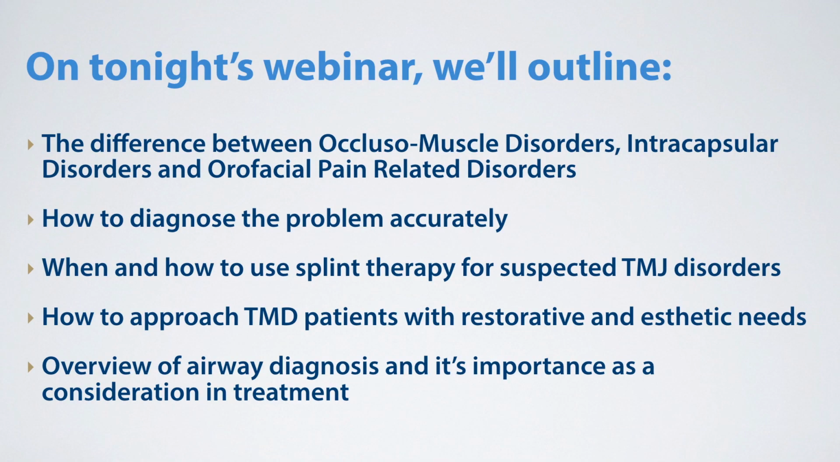Also tonight, I just wanted to outline what we'll be going over: the difference between occlusal-muscle disorders, intracapsular disorders, and orofacial pain-related disorders, how to diagnose the problem accurately, when and how to use splint therapy for suspected TMJ disorders, how to approach TMD patients with restorative and aesthetic needs, and finally, an overview of airway diagnosis and its importance as a consideration in treatment.